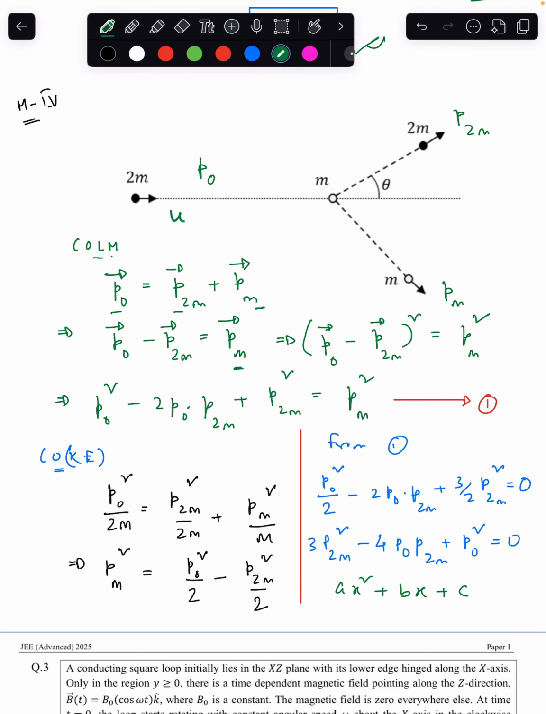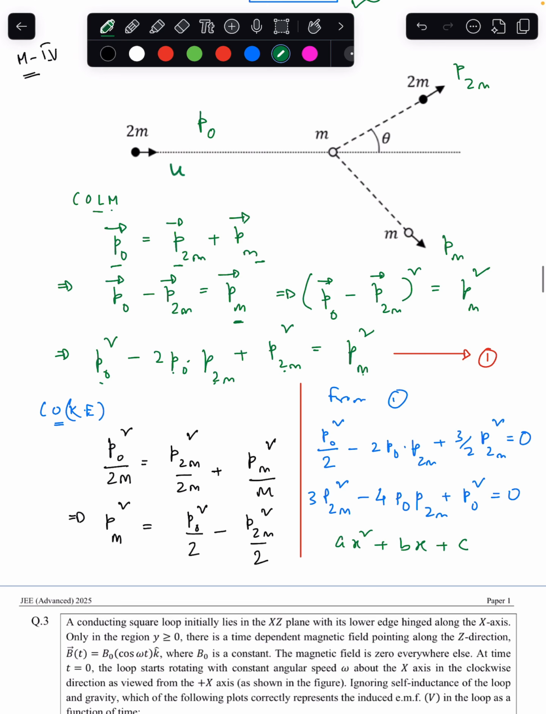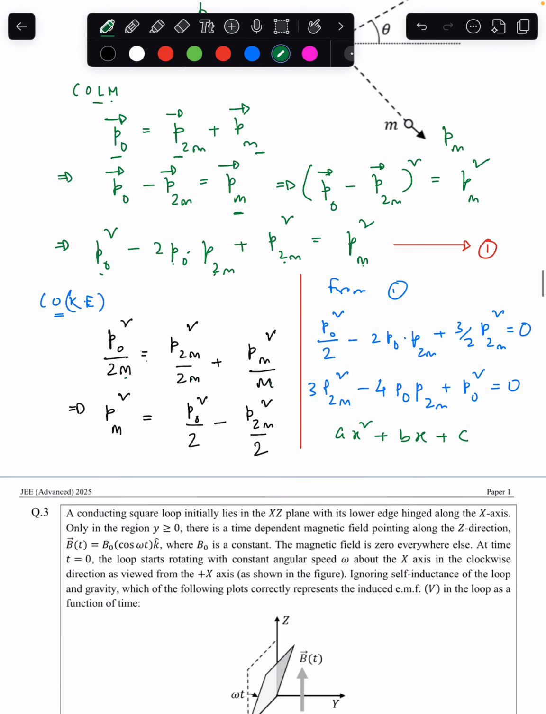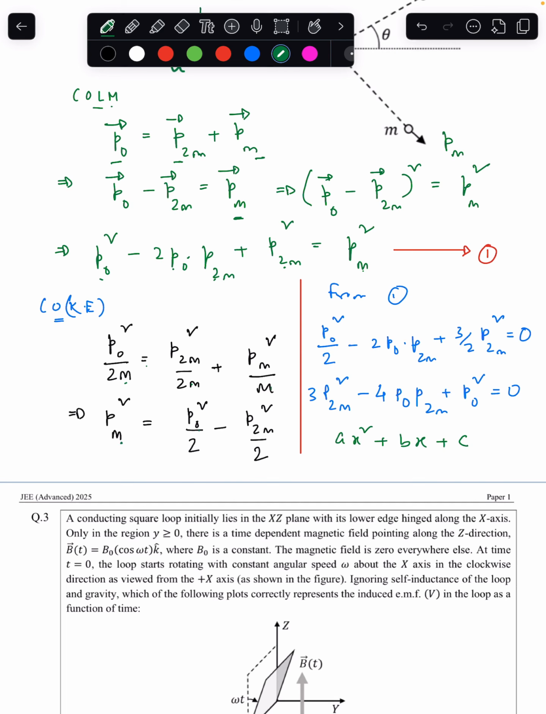Now I am squaring this. So once I square, P naught square minus 2 P naught into P2m plus P2m square is equal to PM square. Now conservation of kinetic energy will give you P naught square by 2m is equal to P2m square by 4m plus PM square by 2m. So PM square is coming how much? That is P naught square by 2 minus P2m square by 2.